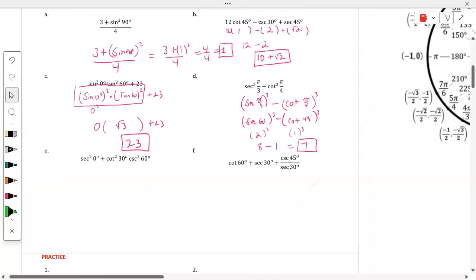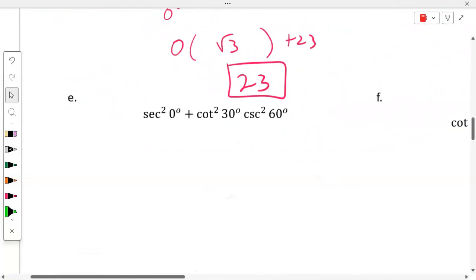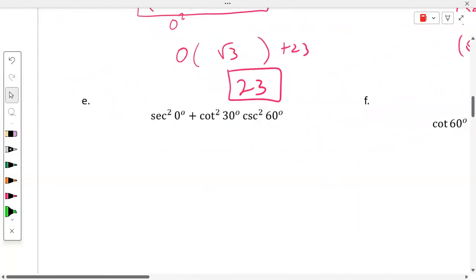So, why not? I'll do them both. Let's get it done. Who cares? Why not? All right, so let's finish the last two.